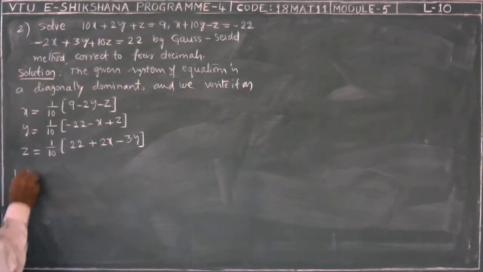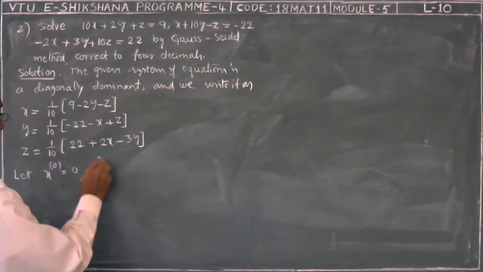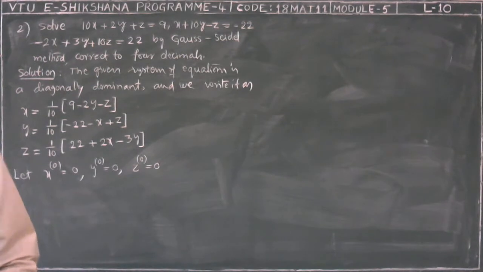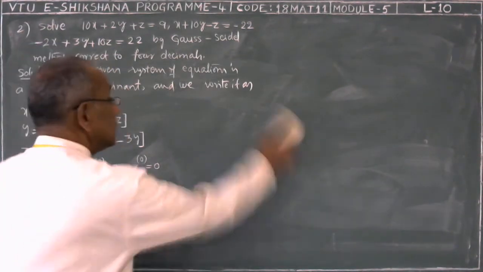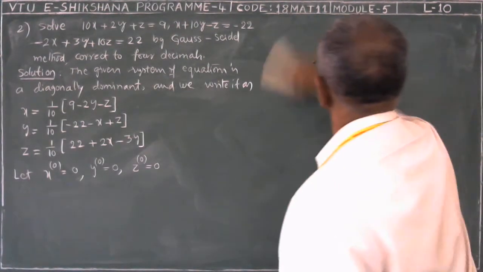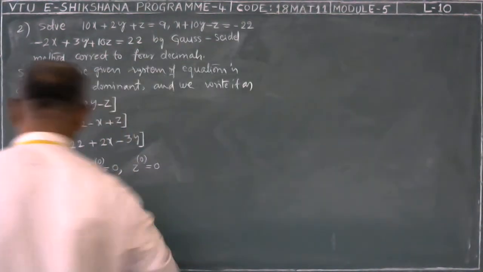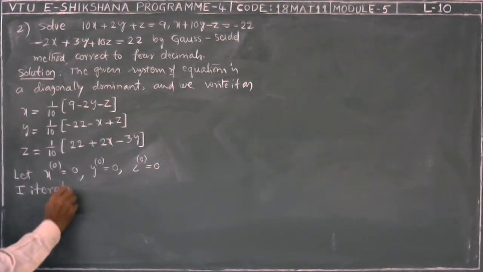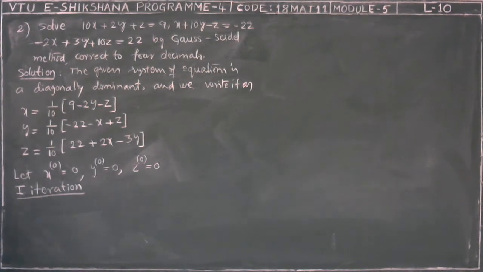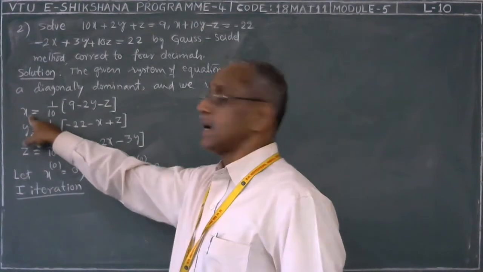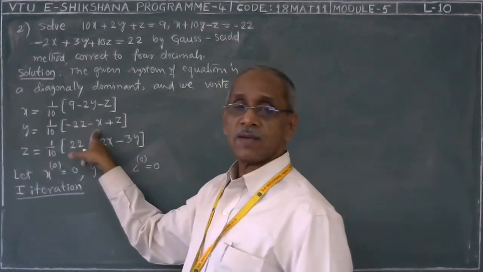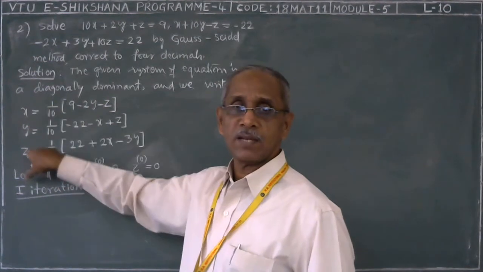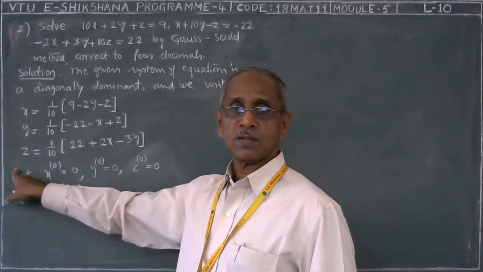Let x0 equal 0, y0 equal 0, z0 equal 0 be the initial approximation to x, y and z. Now, in the first iteration, we substitute y0, z0 and obtain x. After getting the value of x, we substitute the newly obtained value of x in the second equation, and z0, and compute y. Then we substitute both newly obtained x and y in the third equation to obtain the first approximation to z. This is the procedure.